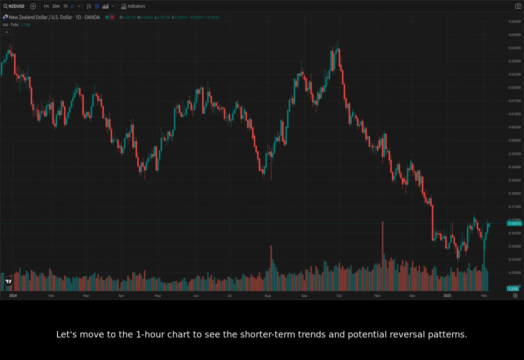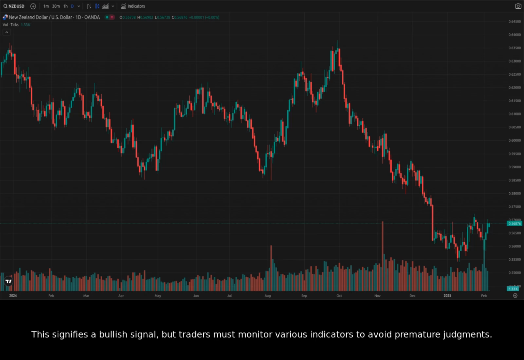Let's move to the 1-hour chart to see the shorter-term trends and potential reversal patterns. Notice the recent bounce off the 0.58 support and the subsequent retest of the 0.60 resistance. On the 15-minute chart, we can see these patterns more clearly. A clear upward trend has emerged over the past few days, breaking through the 0.59 and 0.6 levels.